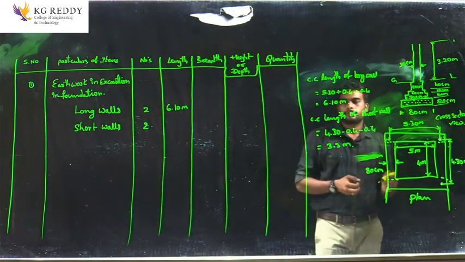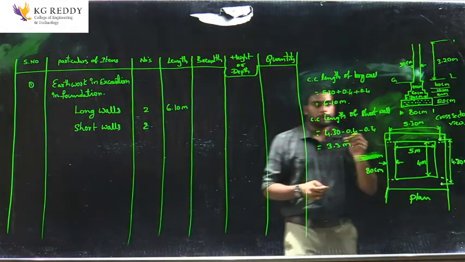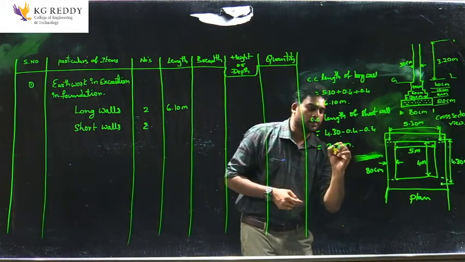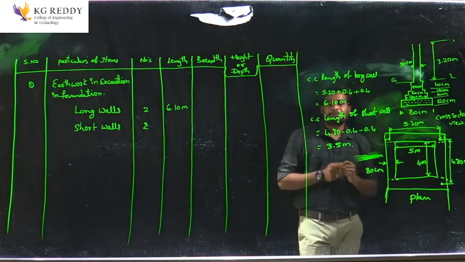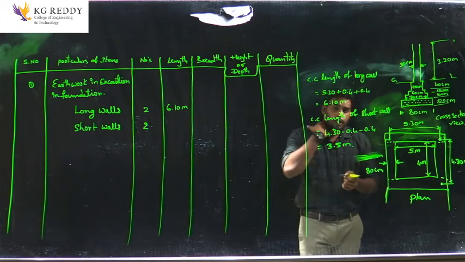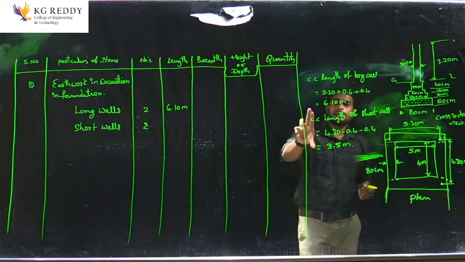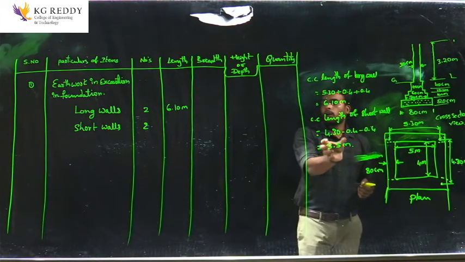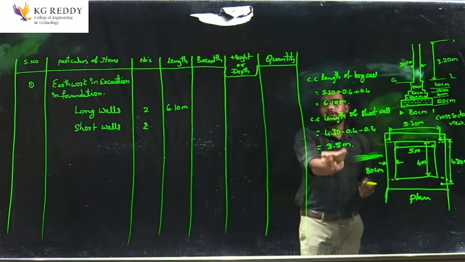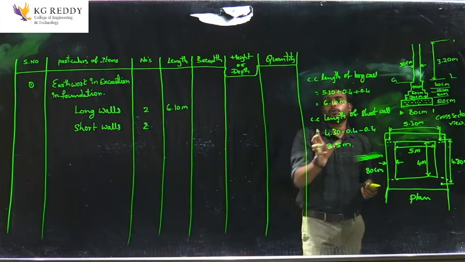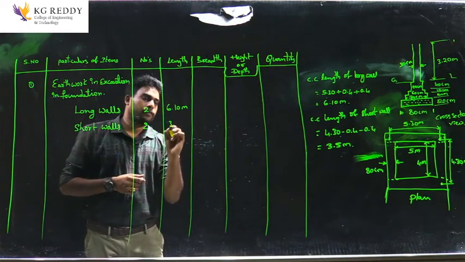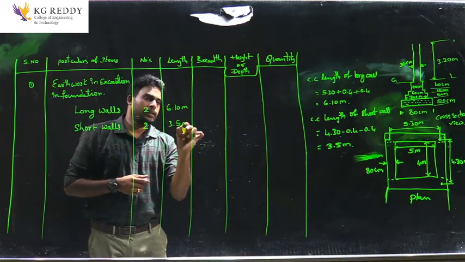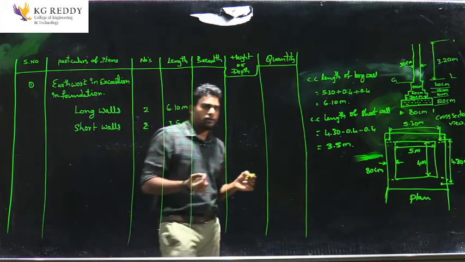Not 3.3, no, it is 3.5. Now, this is the length for the short wall excavation, and this is the length for the long wall excavation. So that is 3.5 meters.